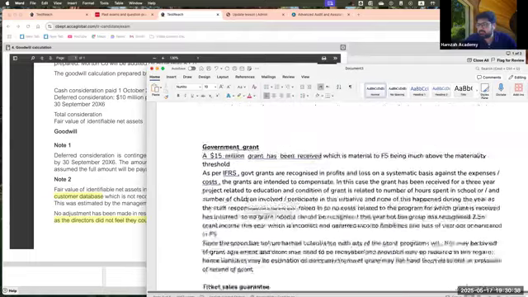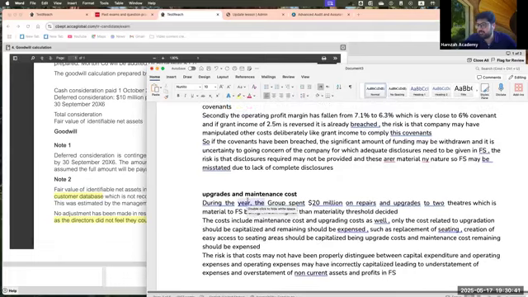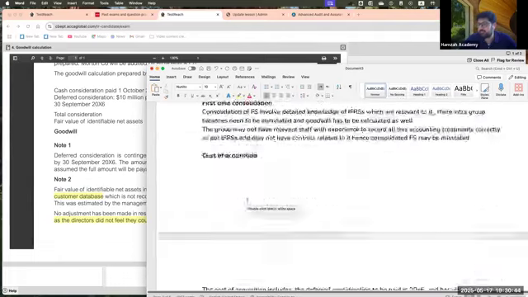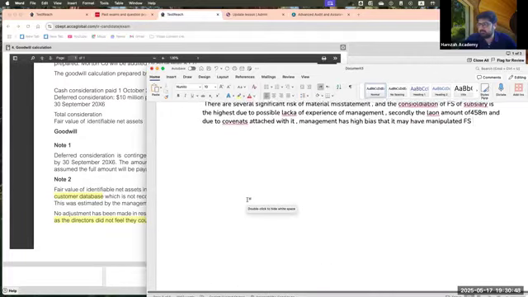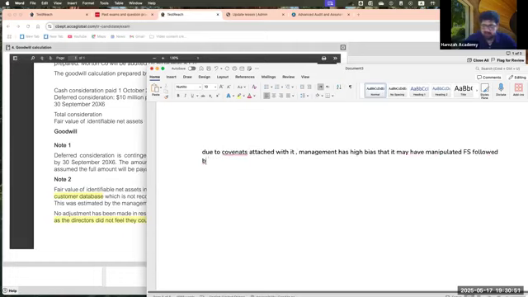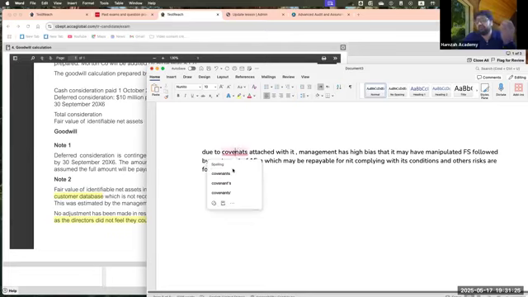And the next amount is, yes, followed by government grant of 15 million, which may be repayable for not complying with its conditions. And other risks are followed. That is significance.